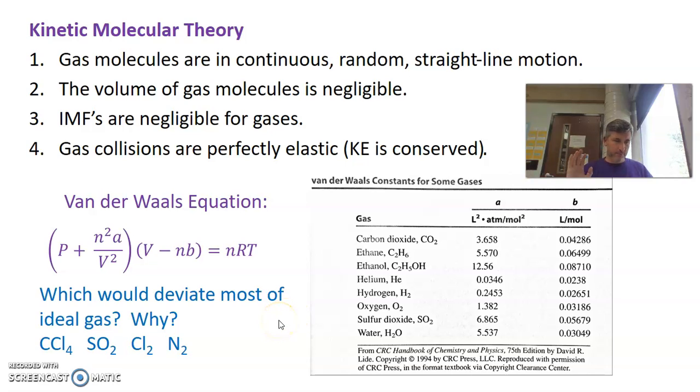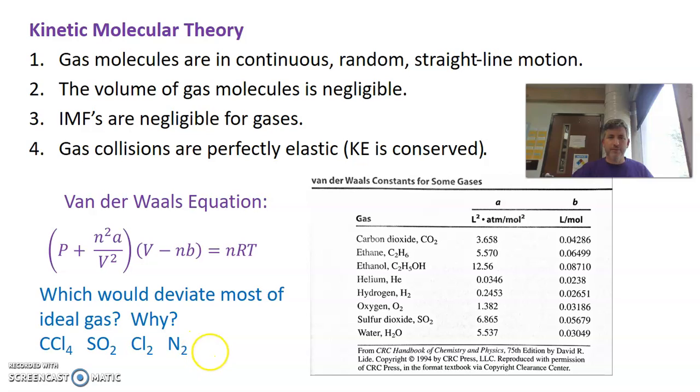If I were to ask you what's the most ideal gas we can think of, it's probably going to be helium, maybe hydrogen. They're both really, really ideal. You can see here, hydrogen is a little bit more attractive because it's a molecule rather than a single atom. So helium is going to be our winner in terms of which one is most ideal: least attractive forces, also not a very big volume for a helium atom. So among these guys, think about which one you would expect to deviate the most from ideal gas.